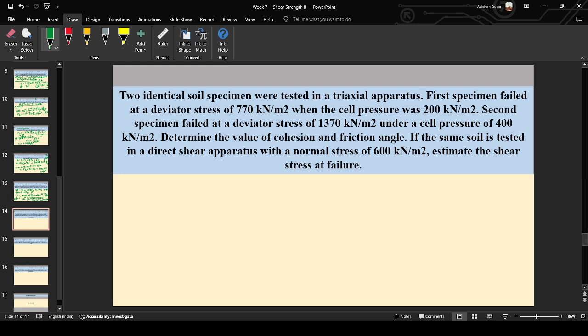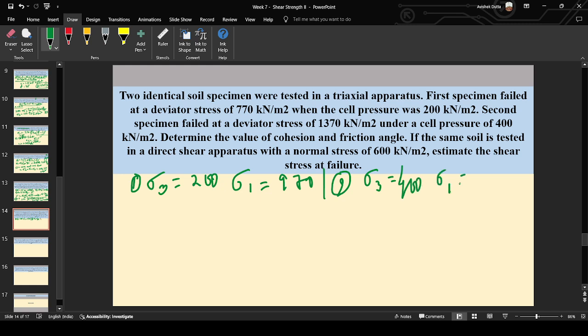Yes, identical soil sample. This is almost similar to the one where deviator stress was given. For the first specimen, sigma 3 equals the cell pressure, 200, and sigma 1 is the deviator stress plus the cell pressure. It will be 970. For the second specimen, sigma 3 equals 400 and sigma 1 equals 400 plus 1370, that is 1770.